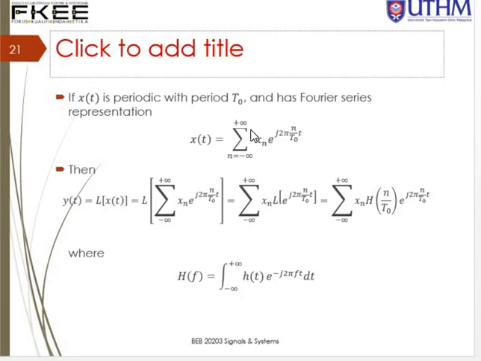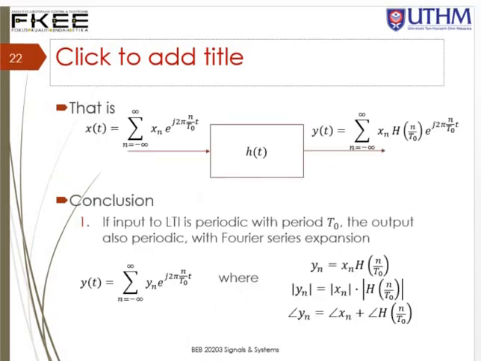And x(t) has the Fourier series like this: x(t) equal to the summation of xn, which looks like an exponential expression. So H(f) is the integration of h(t). You need to remember this. As a conclusion, the output of the system is y(t). y(t) is the summation of yn e^(j2πnt/T0), in which yn is referred to this one, and the amplitude is this one, and this is the phase.